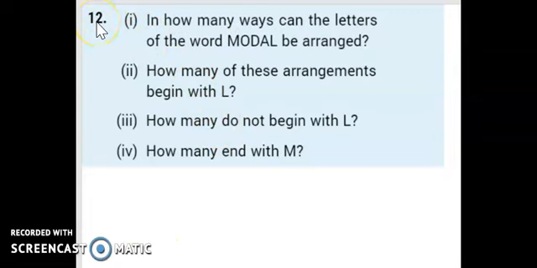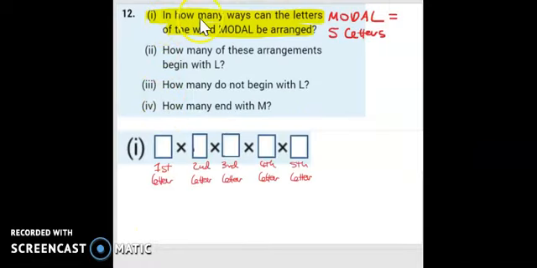Permutations question 12. 1. In how many ways can the letters of the word modal be arranged? 2. How many of these arrangements begin with L? 3. How many do not begin with L? And 4. How many end with M? So part 1. In how many ways can the letters of the word modal be arranged?